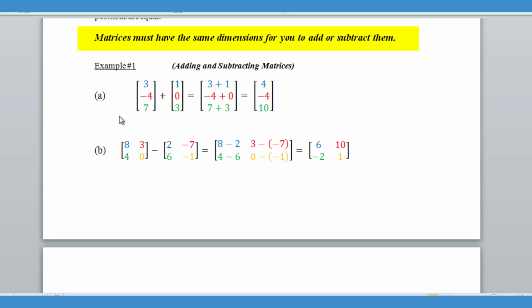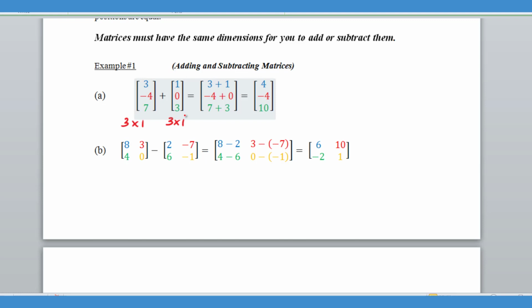And so you can see here in example 1, what I've done for you is I've actually color-coded the individual cells or the individual locations of each of the numbers according to their row and their column. And so you can see here in part A, we have 3 rows by 1 column, and we're adding it to 3 rows by 1 column, and so that checks off. Now, if we did not have a situation where the dimensions were exactly the same, we just basically couldn't perform this operation, and so there would be no answer for us.